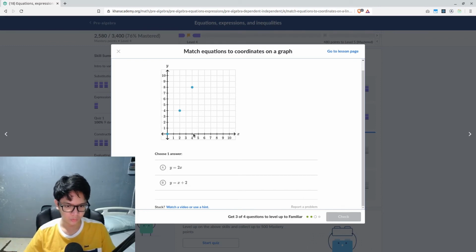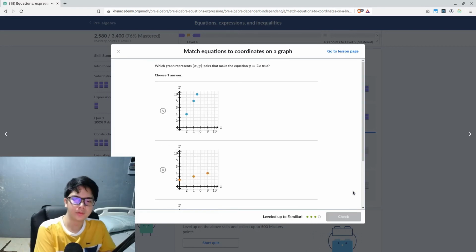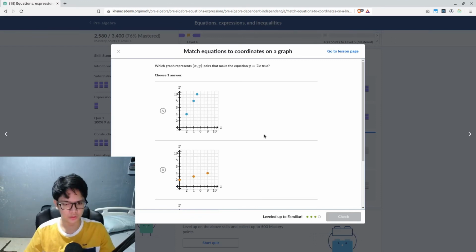Two, 4. It's double. Y equals 2x is true. Okay. Or let's do 2, 4. This one seems to fit. 4, 8, 6, 12, 5, 10.